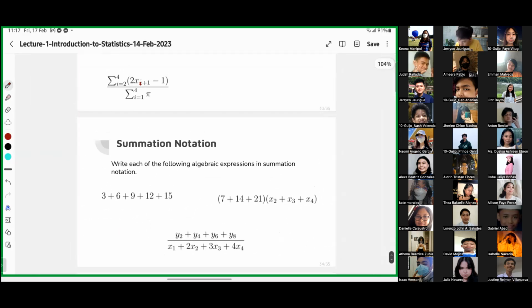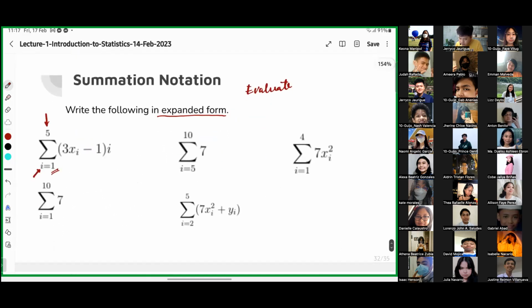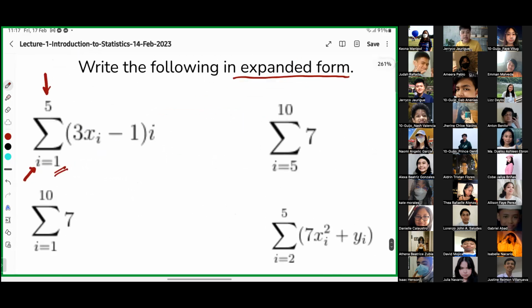Sorry. Alright, I is, we call that the index of summation. Yeah, index of summation, tama si Anton. Tama si Faye, lower limit, yung number 1, yung 5 naman yung upper limit. Okay? So, let's evaluate this one. So, what's the answer for this one?